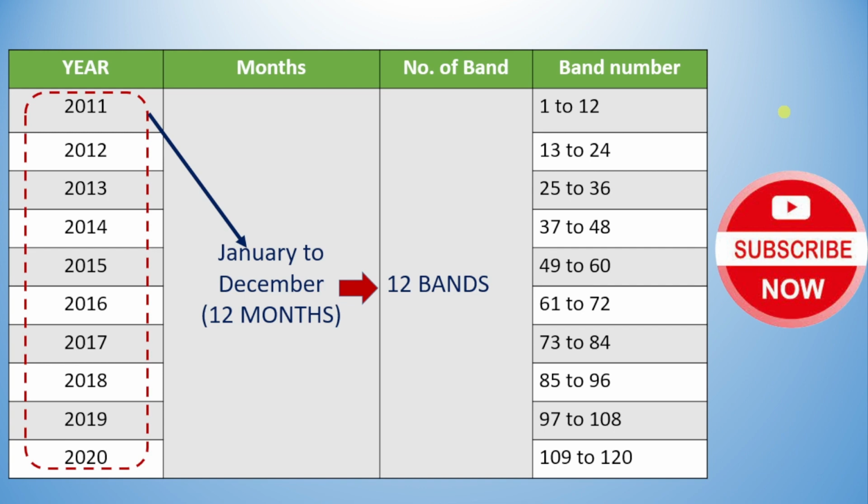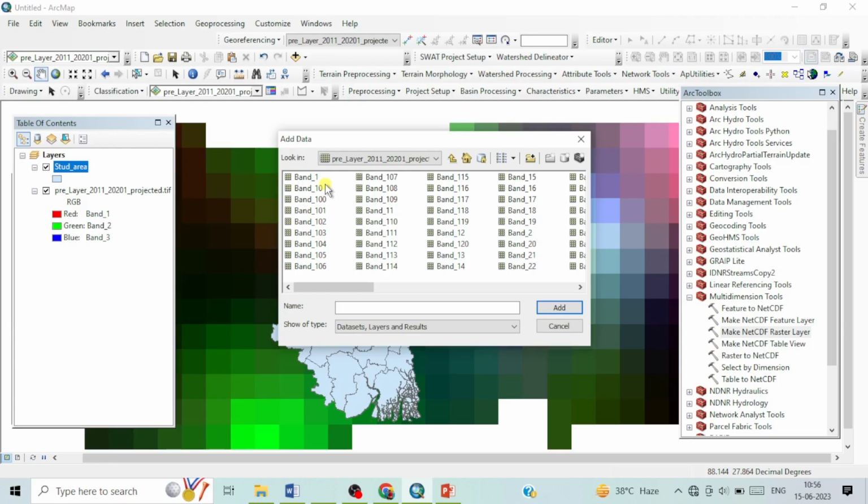and therefore the band number for 2011 will be band 1 to band 12, and similarly for 2012 the band number will be 13 to 24. Similarly for the year 2013 the band number will be 37 to 48, and so on. I think we have easily understood the band numbering process. Therefore, we need to add all the bands to get the rainfall data from 2011 to 2020.